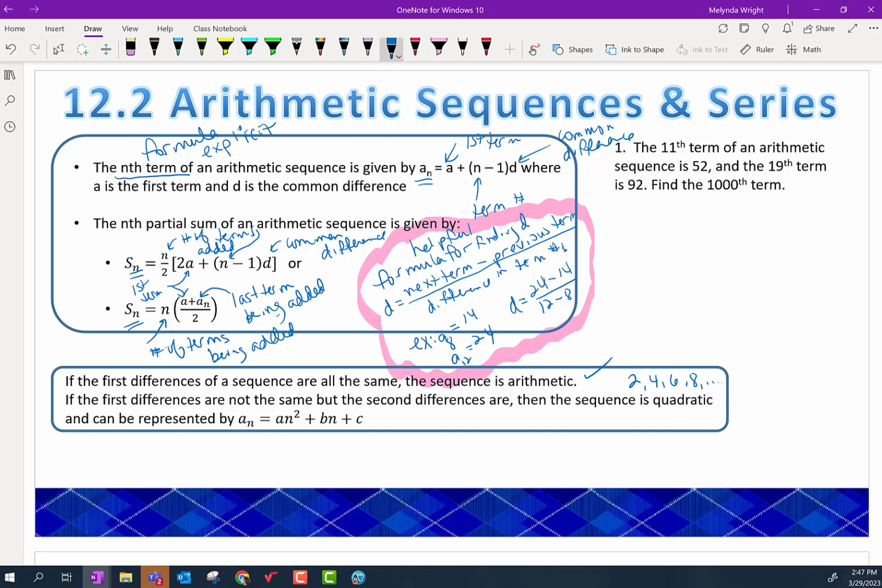If the first differences are not the same, but the second differences are, then what we have is a sequence that is quadratic. It's a quadratic sequence, and this is the formula that we would use, where A would equal half times the second difference.